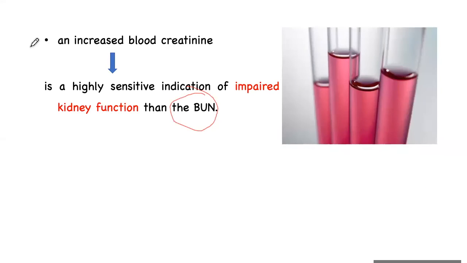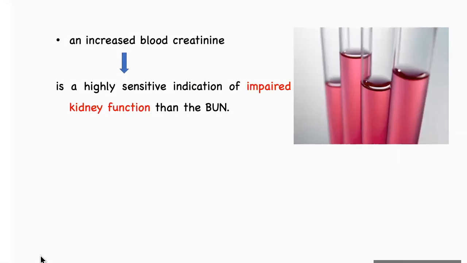So the more reliable test, especially in case of kidney dysfunction, is the creatinine. Blood creatinine level, or sometimes the plasma creatinine level, gives you a more reliable indication of dysfunction in the kidney. Hope it is clear to you about the creatinine. Next, it is the uric acid test.